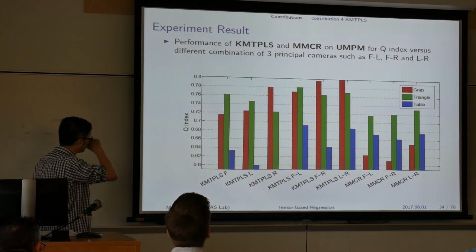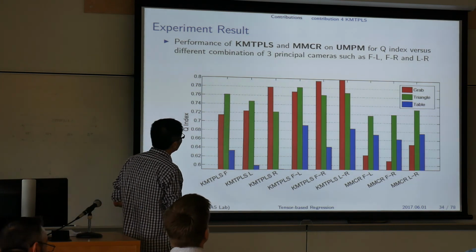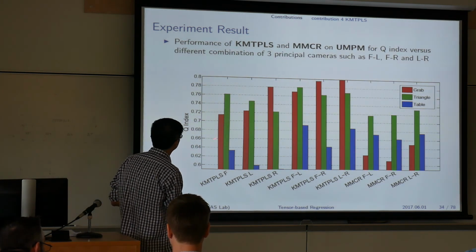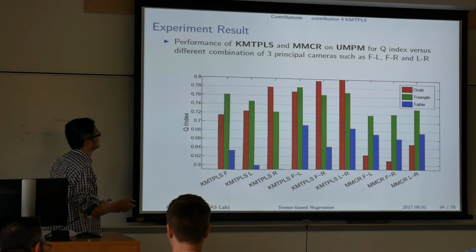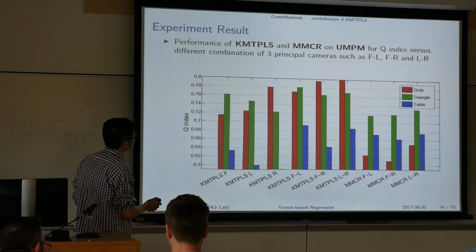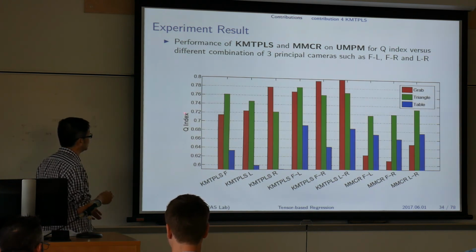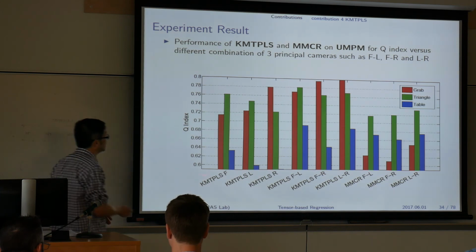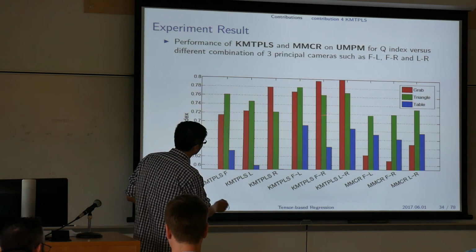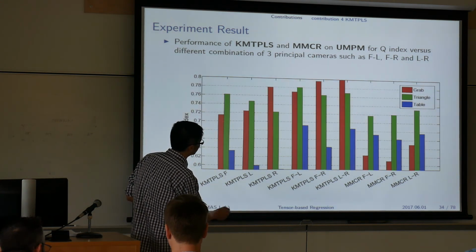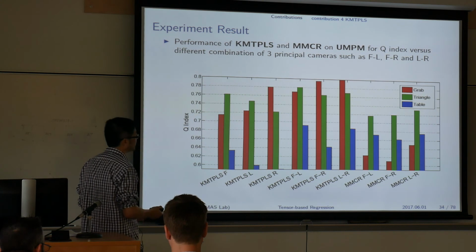And for the experiment, we demonstrate our method on the UMPM, and here is the Q index with different settings. In the experiment setting, we choose 3 principal cameras, including the left camera, right camera, and front camera, and we mainly focus on the 2-block situation. Here is the Q index performance, and we can see that our KMTPRS from here to here significantly outperforms the corresponding MMCR from here to here in almost all the cases for different settings.